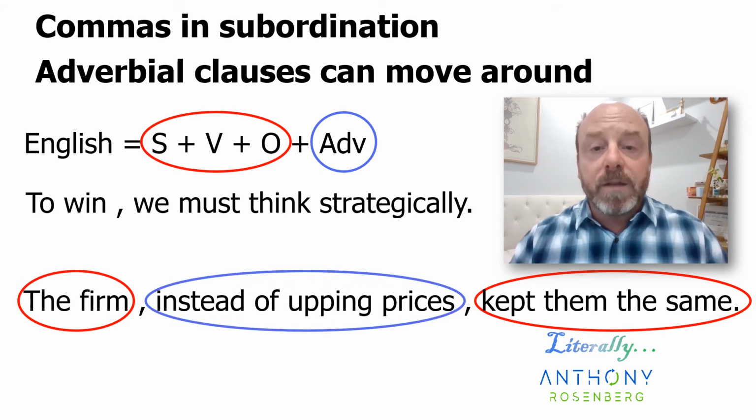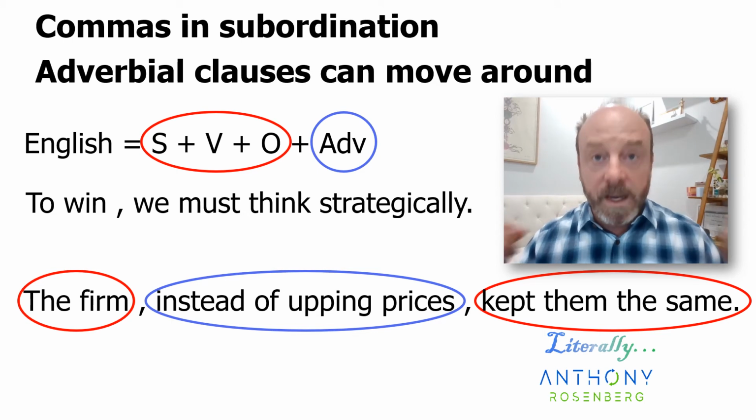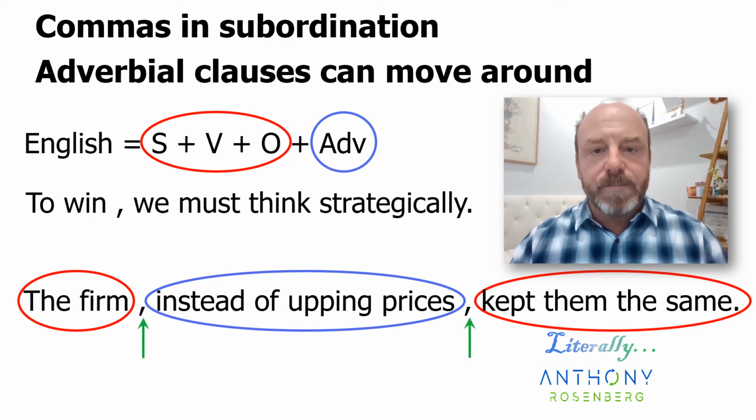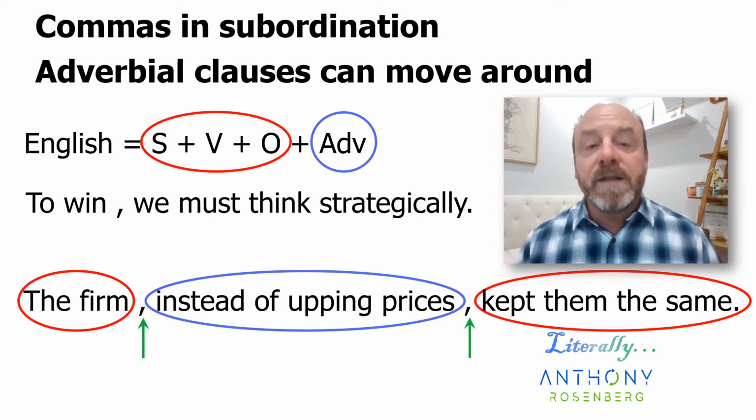Whereas if I isolate instead of upping prices, you would say, well, what happened? What was the opposite? What was the contrast? So here we have an adverbial clause of concession or contrast, and therefore we need commas because the adverbial is not in the standard position. It's actually in the middle. So we've seen three examples of where your adverbials go. At the beginning, like to win, needs a comma. In the middle, instead of upping prices, needs commas. At the end, doesn't need commas.